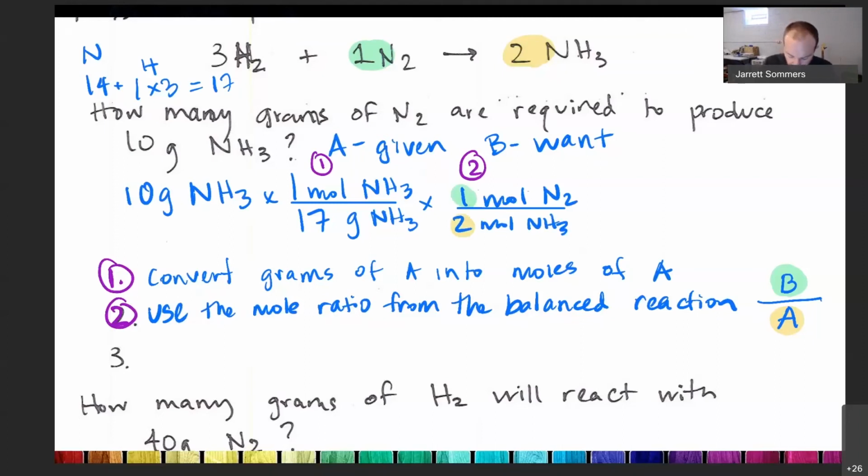That's the second step. So now what we've done is we've converted to moles. We've used the mole ratio to get from ammonia to nitrogen. And if I stopped right here, my answer would be in moles, but I want my answer in grams. So the very last step is to convert your answer into grams. So convert moles of B into grams of B.